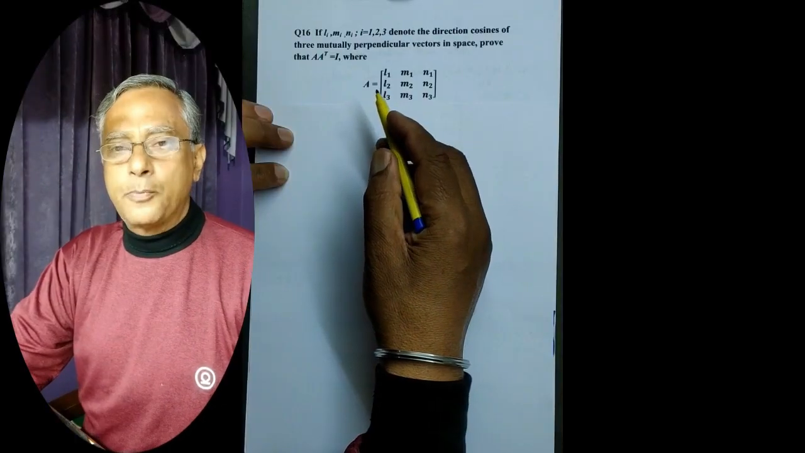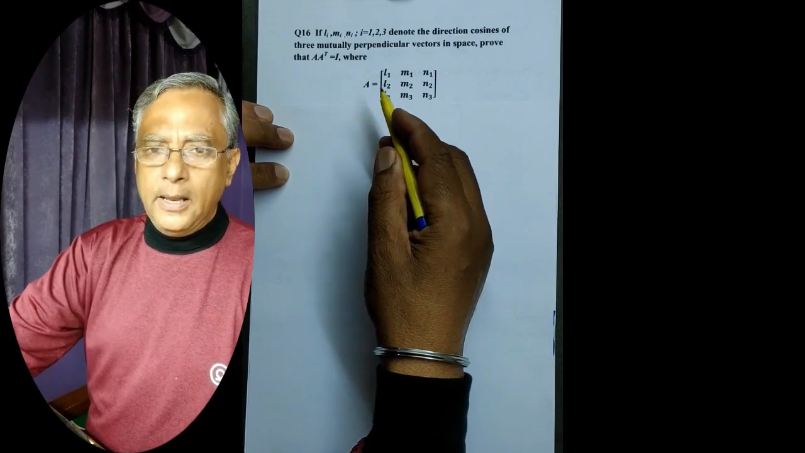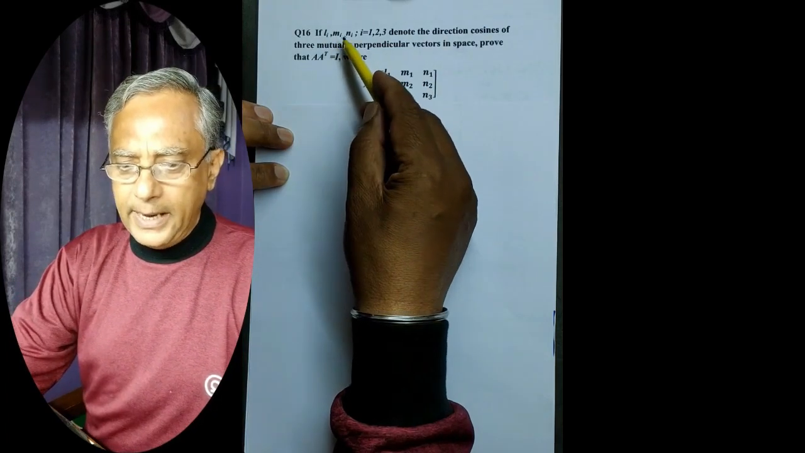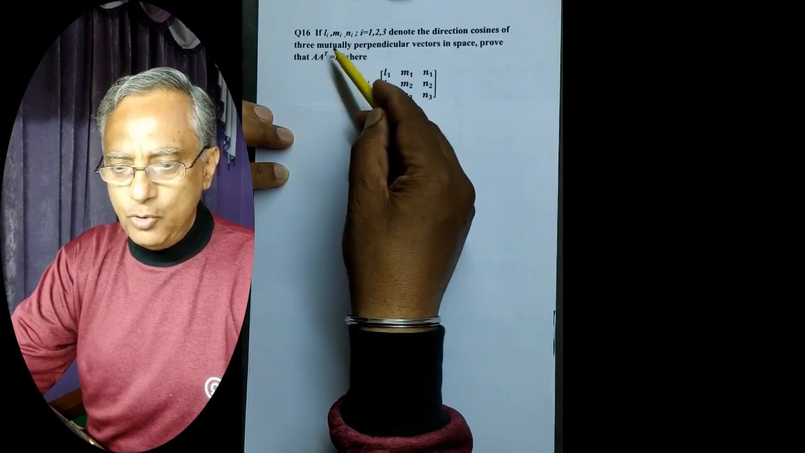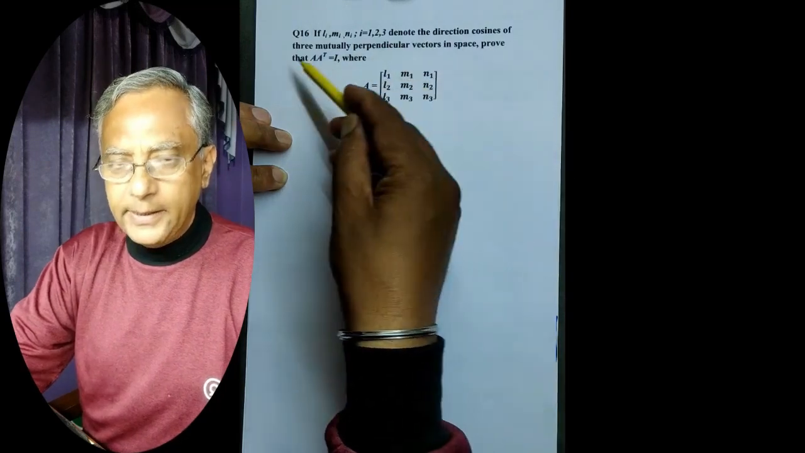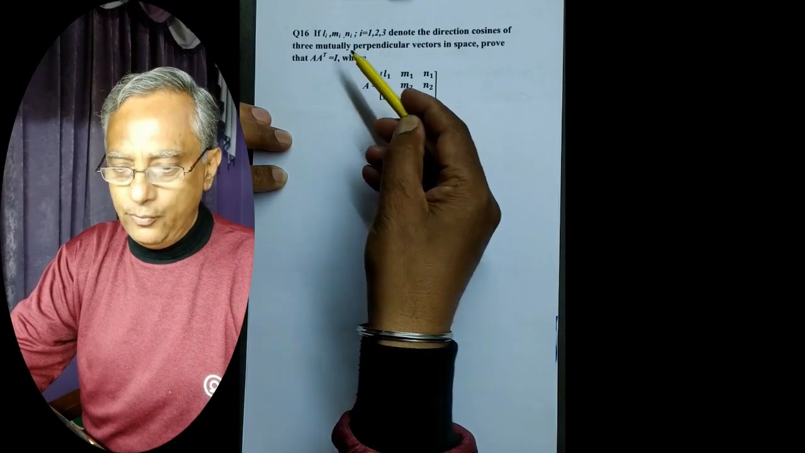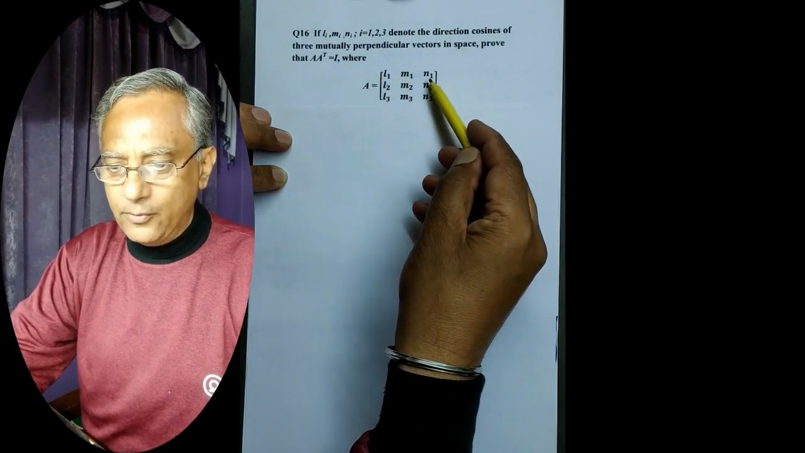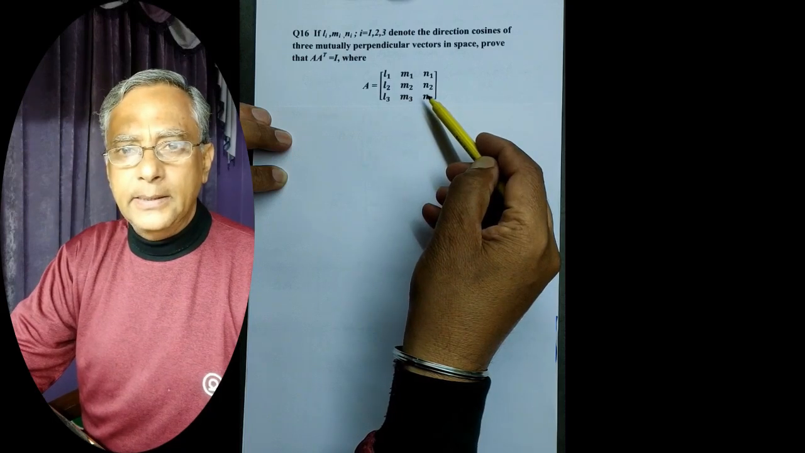I take up the first problem on transpose of a matrix. If Li, Mi, Ni, i equal to 1, 2, 3 denote the direction cosines of three mutually perpendicular vectors in space, prove that A into A transpose is equal to I, where A is L1, M1, N1, L2, M2, N2, L3, M3, N3.